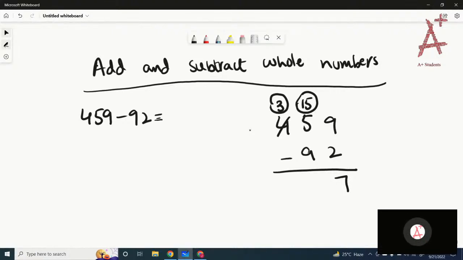So 15 subtract 9 is 6. We don't have any other digit below the tens digit, or you can say it's 0. So 3 subtract 0 is 3, and you can write the 3 as it is. So 459 subtract 92 makes 367. Got it? You can note down the example. I'll wait for a while.